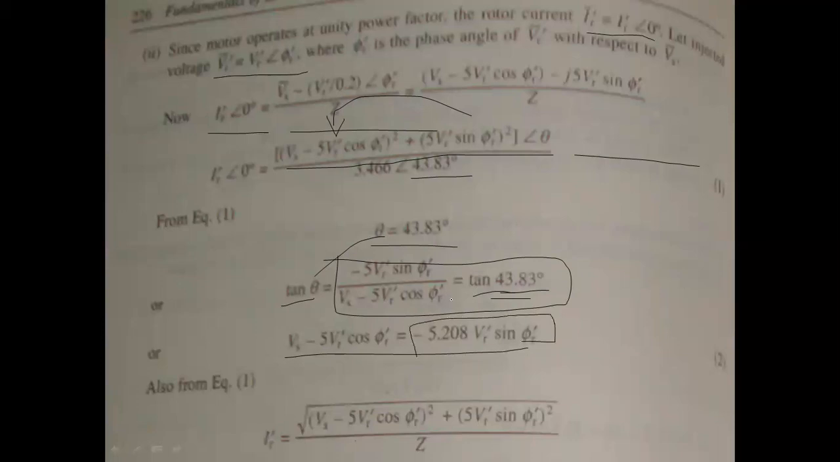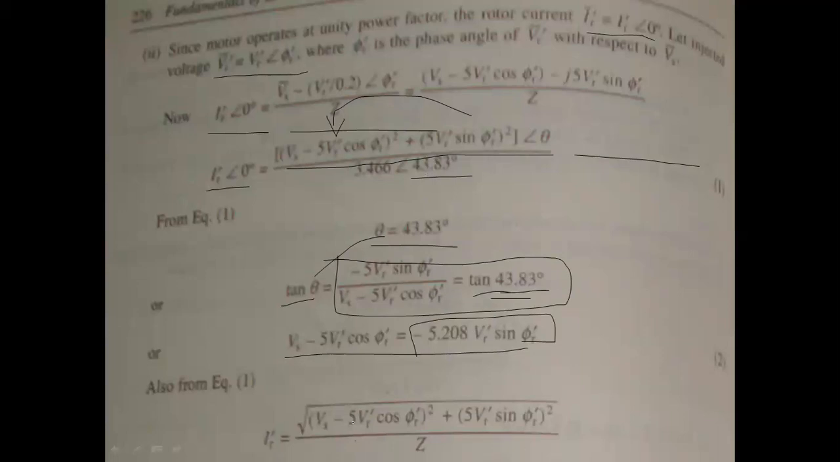Okay, so I am taking the formula IR dash. IR dash is equal to the square root of Vs minus 5VR dash cos phi r dash, whole square, plus 5Vt. This is the formula we are getting. If you remove the theta, this will be under root, so we are getting this formula.